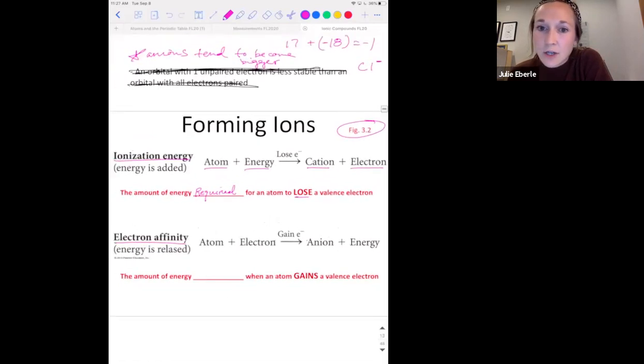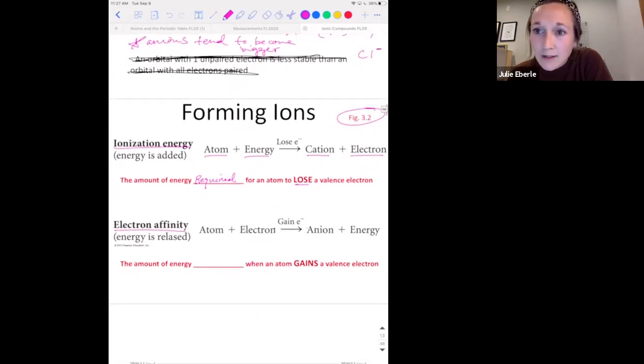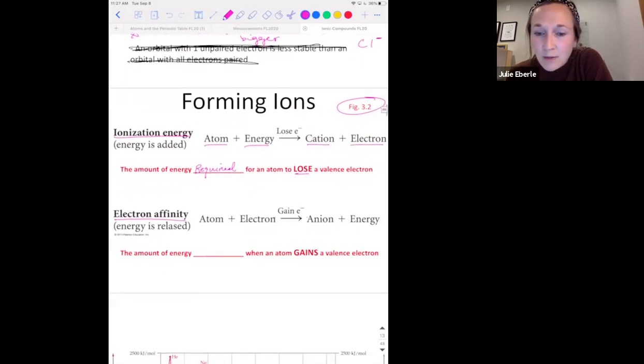That is ionization energy. We're going to look at a graph in just a second that helps us see what elements have a very low ionization energy versus what elements have a very high ionization energy, and what that means.